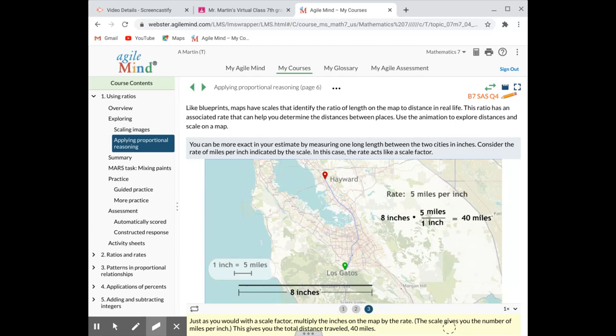Mr. Martin, can you repeat that again? Yeah. You were cutting out. My bad, I'm sorry. So on number 5, what you need to do is you need to compute the distance using scales to the map of Texas. All right, so what does the scale say, Kaylee?